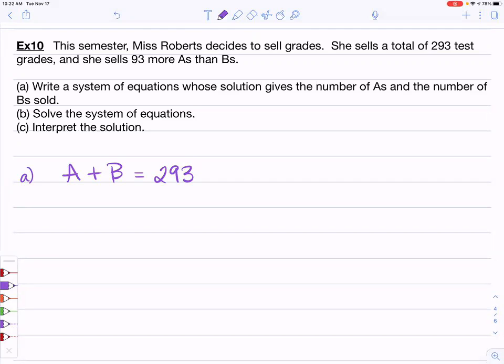Okay, let's go to the second part of that statement. She sells 93 more A's than B's. Now, first of all, what operation do we feel like we might be using? She sells 93 more A's than B's. Addition, okay. And so what kind of an addition equation could we set up? 93 A's plus B. So you used addition and multiplying? So, okay.